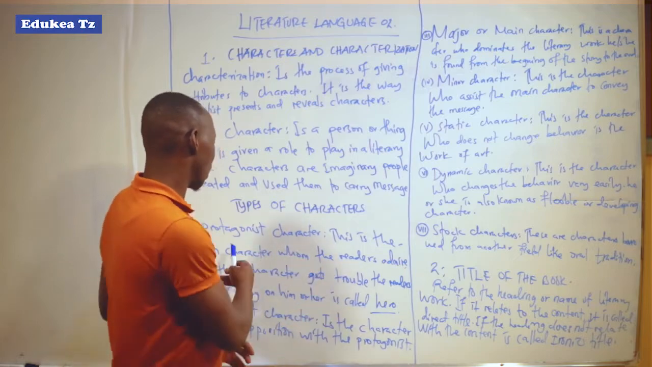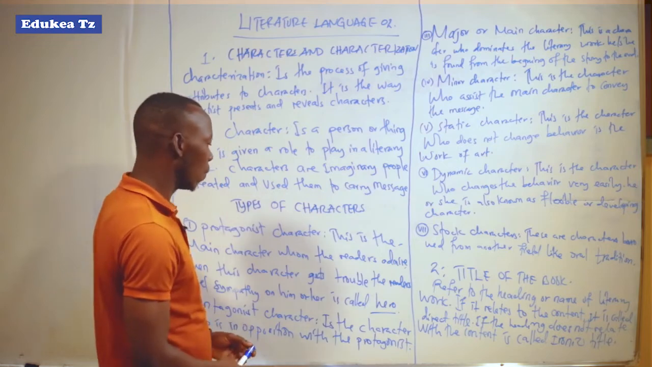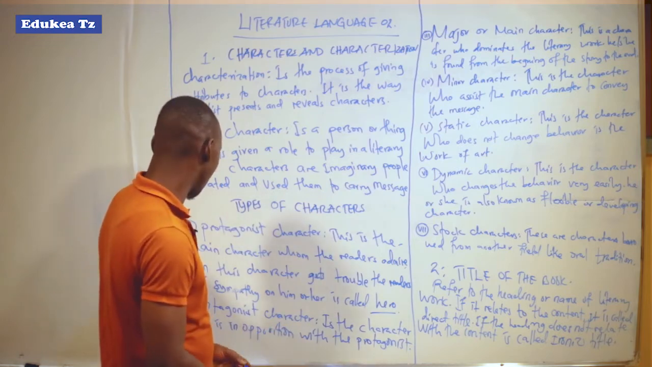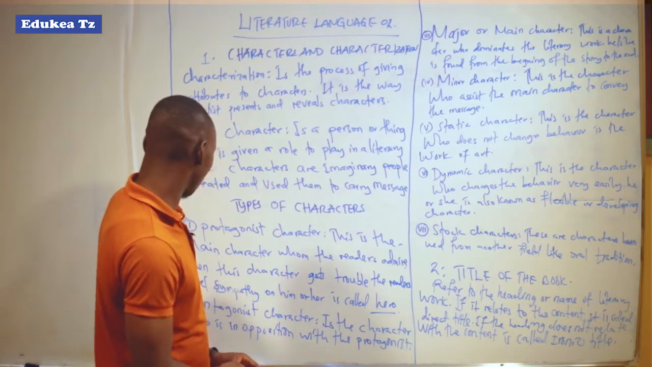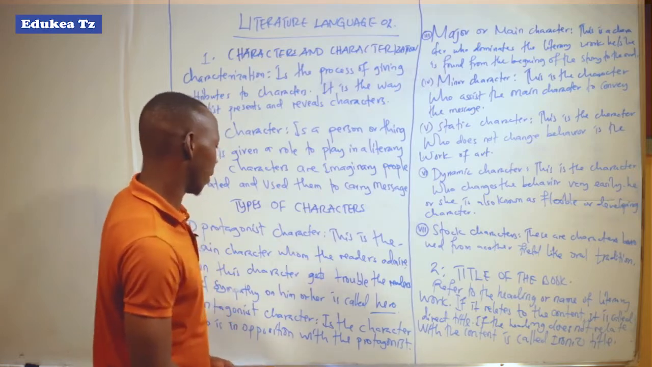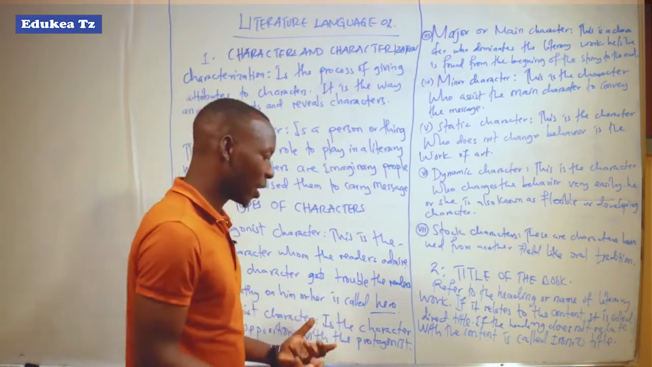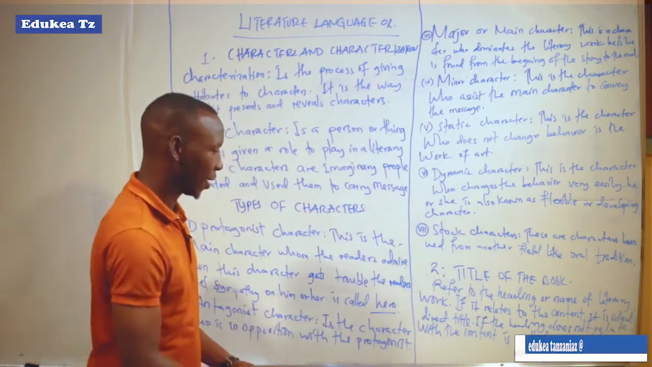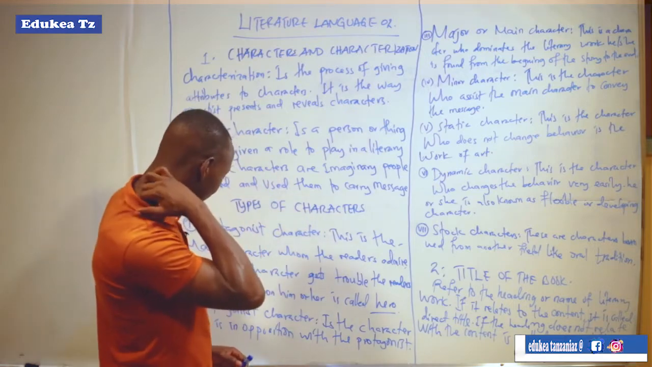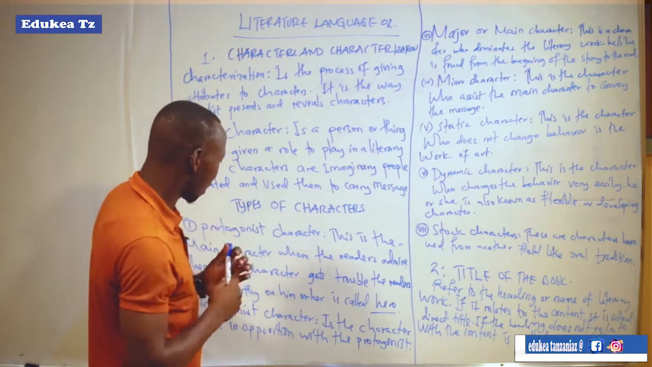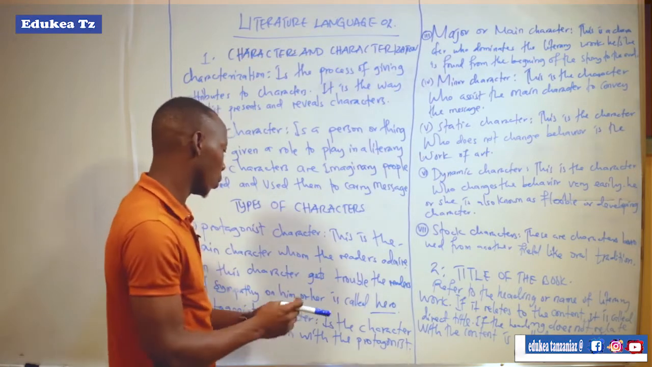That is, there is the protagonist character. This is the main character whom the readers admire. When these characters get into trouble, the readers feel sympathy for him or her, and he or she is called a hero. So the protagonist character is the type of character that is given a role to play in literary works. But this protagonist character does not change from the beginning of the story to the end of the story.